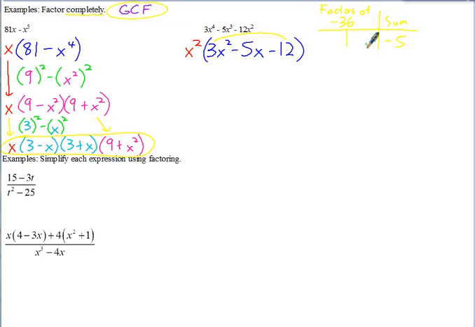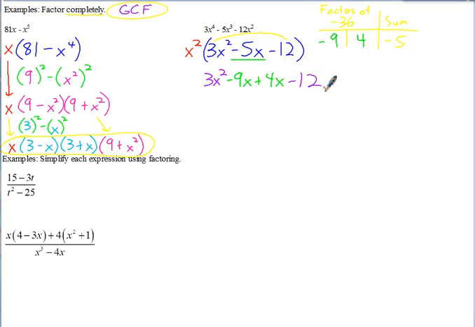In this case, you can see negative 9 times positive 4 would give you a negative 36, and their sum, negative 9 and positive 4, would give you negative 5. So negative 9 and positive 4 would work. So then what you do is you leave the 3x squared alone, and you use these two numbers we figured out, negative 9 and 4, to split up the middle term. So instead of negative 5x, we'll split that up as negative 9x and positive 4x. If you combine those, it's the same as negative 5x, right? And then you leave the minus 12 alone.